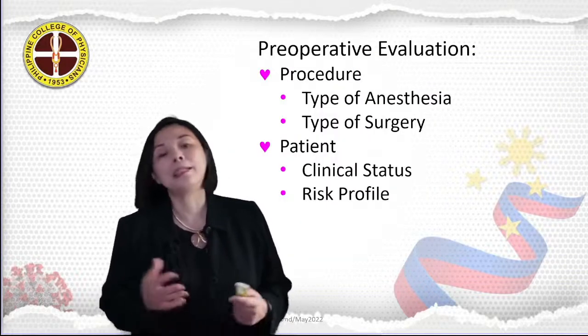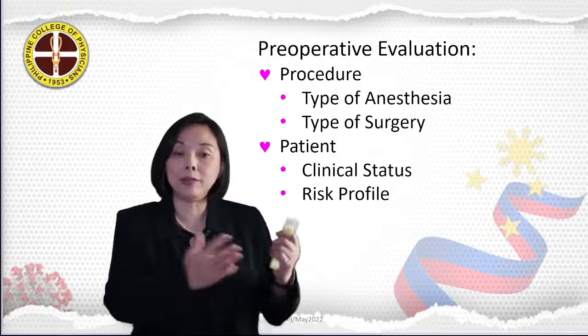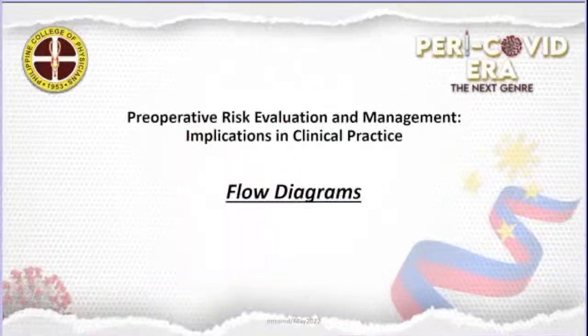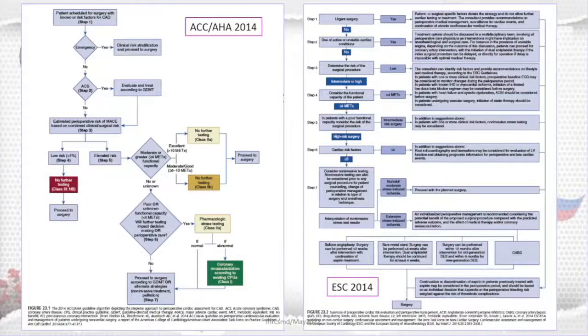So, we are done with checking procedural risk and have already risk stratified the patient's status. What should we do next? Several algorithms were developed to help the doctors and the patients decide on whether to go through with the surgery or not. The one on the left was developed by the American College of Cardiology and the American Heart Association, while the algorithm on your right is by the European Society of Cardiology, both of which were published in 2014. Their processes are basically the same thing.